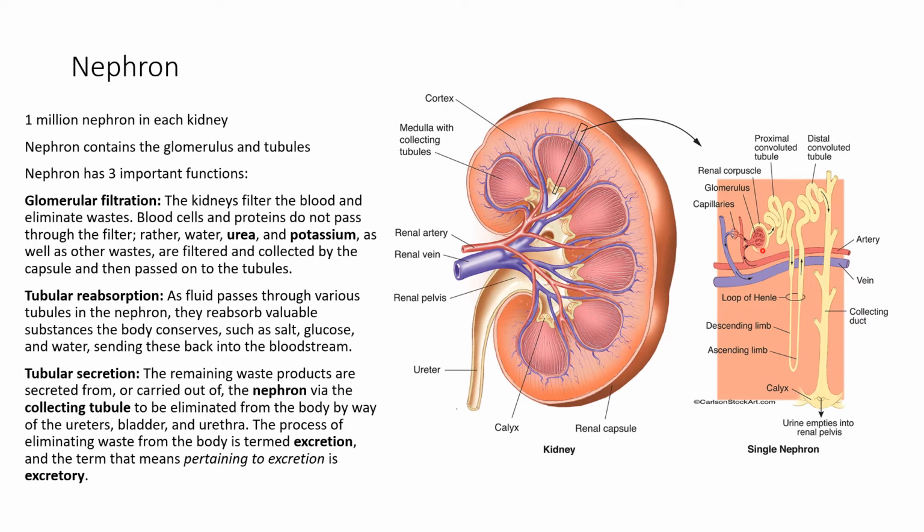So there is a million nephrons in your kidney, and so these nephrons contain the glomerulus and the tubules. The nephron has three important functions: glomerular filtration, tubular reabsorption, and tubular secretion. So let's go into this.